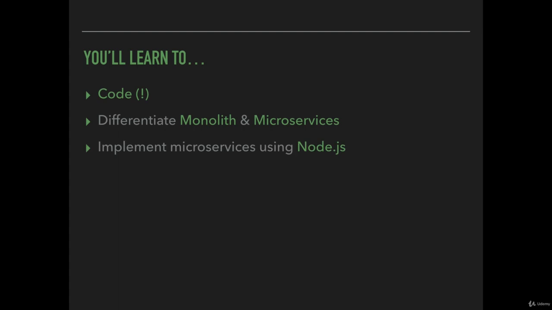What is this course going to teach you? Well, first of all, the most important thing, you're going to learn how to code. We're not going to do too much theoretical stuff. We're going to dive right in and do hands-on writing of some fancy code. And also you're going to learn how to differentiate monolithic applications from applications that are developed with the microservice approach in mind. And of course, as I already mentioned, we are going to learn how to implement those microservices using Node.js and its fantastic ecosystem.